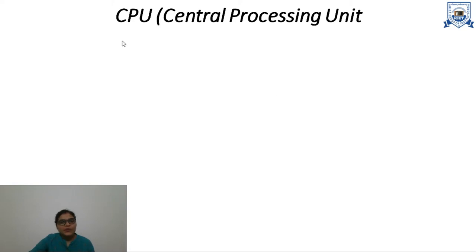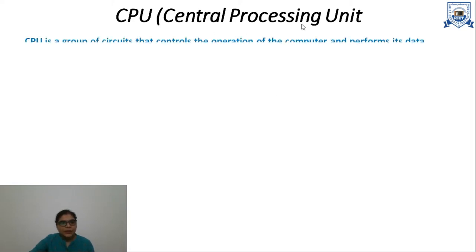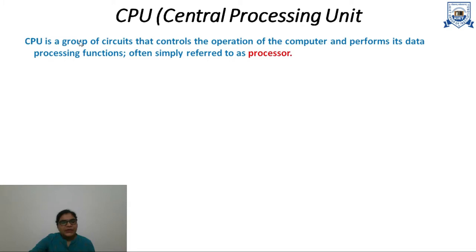Now, here starts processor organization, which is the important part of a computer. So, CPU, Central Processing Unit. The Central Processing Unit is a group of circuits that controls the operation of a computer. It is the main part, or we can say it is the heart of the computer, and it controls all the operation of the computer and performs its data processing function. Data is processed by the processor in a computer, and this CPU is referred to as the processor.